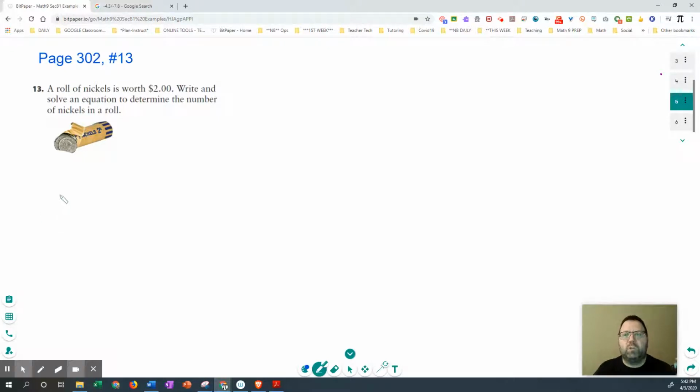Page 302, number 13. It says a roll of nickels is worth $2. Write and solve an equation to determine the number of nickels in a roll. Okay, so like a lot of word problems, teachers, myself, other math teachers you might have had, they're fond of teaching you to start with a let statement.